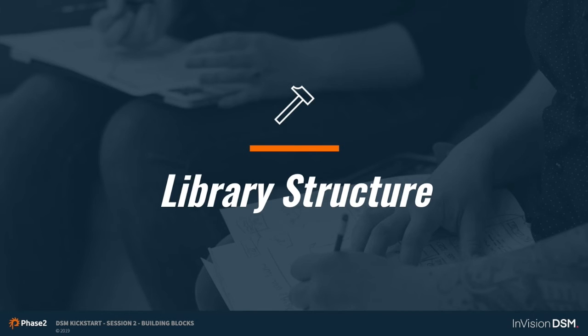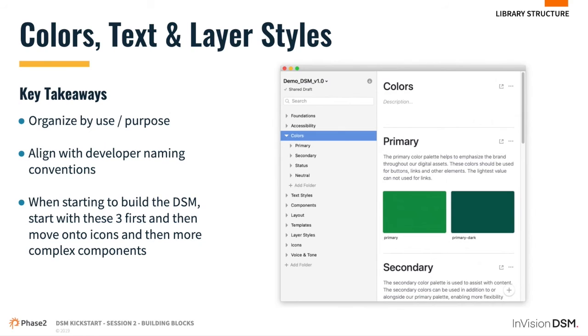So now let's move on to your library. Let's determine the most effective and efficient way to structure your documentation, styles, and UI elements within DSM's organizational hierarchy. So DSM contains 3 style-based folders that have their own nuances. These are colors, textiles, and layer styles.